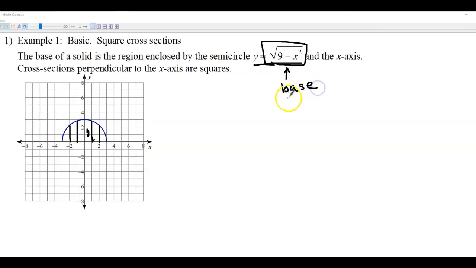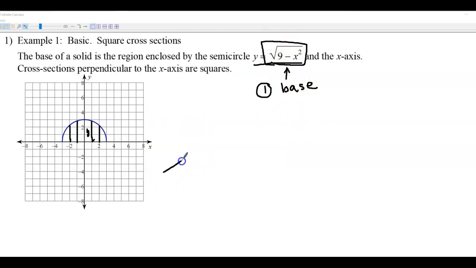Now, when I was doing my example, we were looking at area between two curves. But if you're just looking at the area between a curve and the x-axis, then that base length will just be the function itself. So my base is that function. So that's step one, is to identify what your base is, and we've got that done.